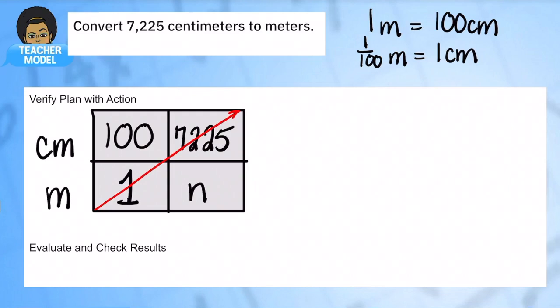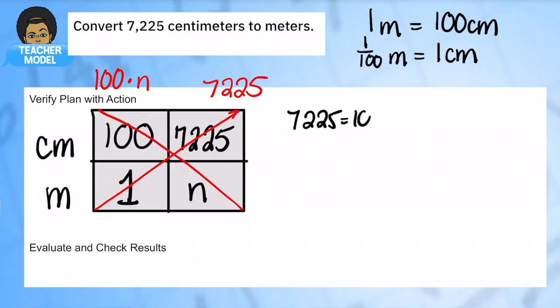So we're going to cross multiply, and we know we're going to get 7,225. And on the other side, we're going to get 100 times a number. So let's write out our equation. 7,225 is equal to 100 times a number. Let's rewrite that to division. 7,225 divided by 100 is equal to that number. Okay, so there you go.